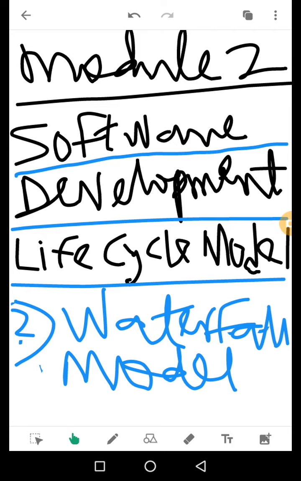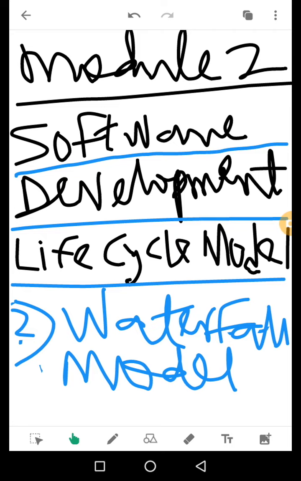Then number 4, poor model for complex and object-oriented projects. So if you are using a waterfall model for complex and object-oriented projects, then the software will be less performing. It will be poor. Are you getting it now? Then it's a poor model for long and ongoing projects. It is also a poor model where requirements are at a moderate to high risk of changing. So those are the disadvantages of the waterfall life cycle model.